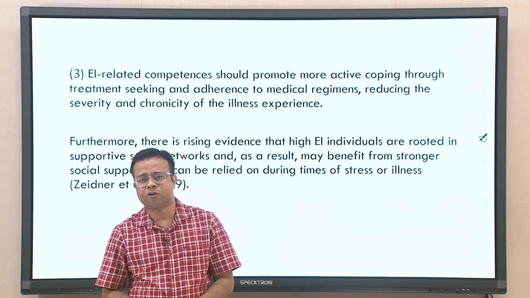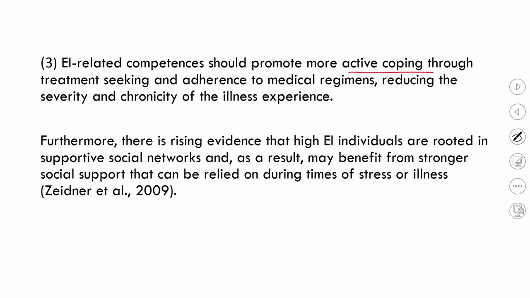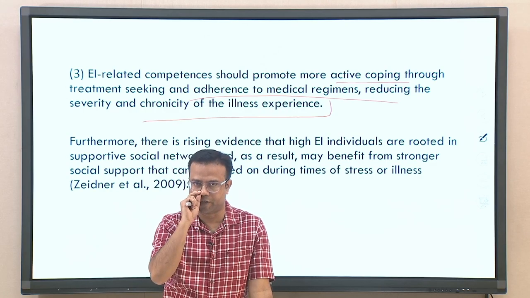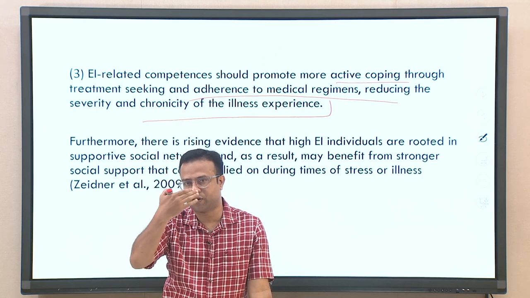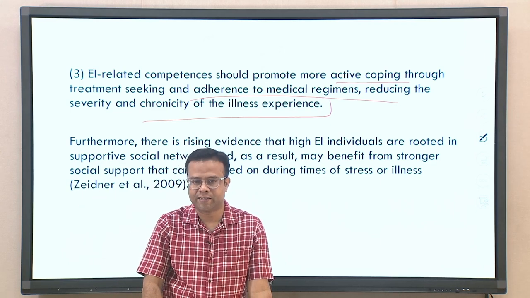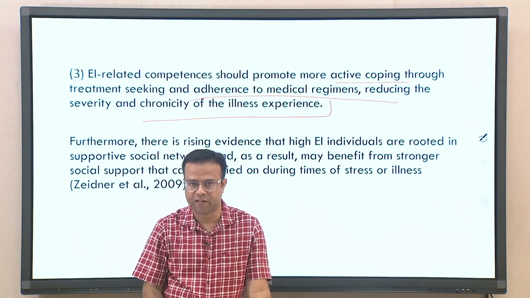Third, EI related competencies should promote more active coping. Active coping through treatment seeking and adherence to medical regimens reduces the severity and chronicity of the illness experience. I think we have already discussed that more active, healthy coping strategies are connected to emotional intelligence. So, people are more likely to deal more effectively, take more healthy strategies, and also seek help and support from other people and so on. In that sense, better coping is always associated with better physical health, mental health and so on.